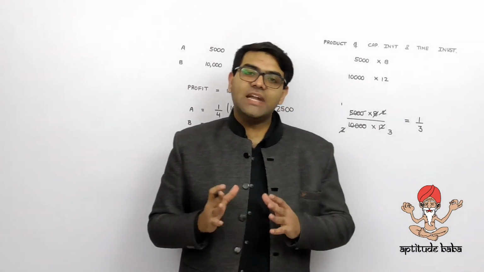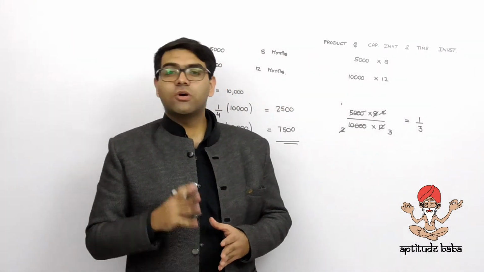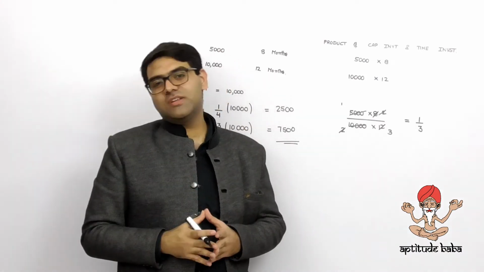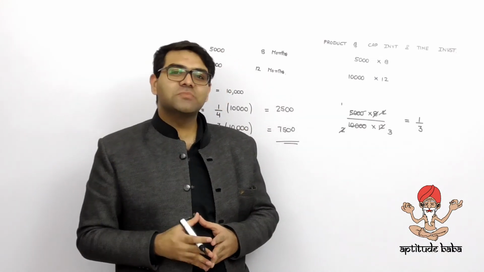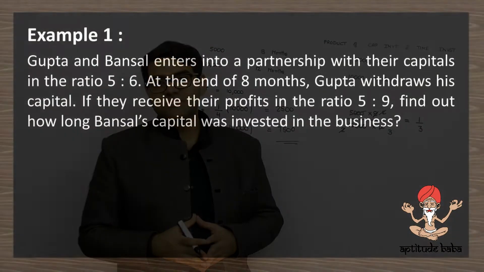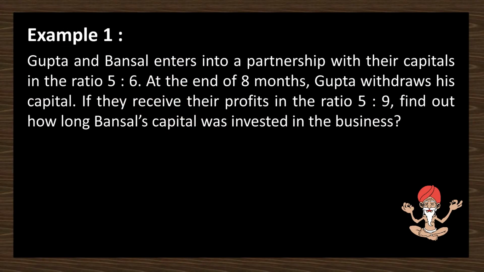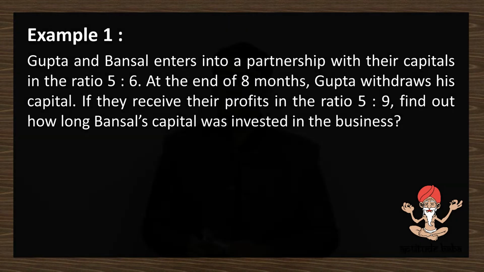With this we end with the theory of partnerships. Now let's build upon the theory that we have learned here using some simple examples. Gupta and Bansal enter into a partnership with their capitals in ratio 5:6. At the end of 8 months, Gupta withdraws his capital. If they receive their profits in ratio 5:9, find out how long Bansal's capital was invested in the business.